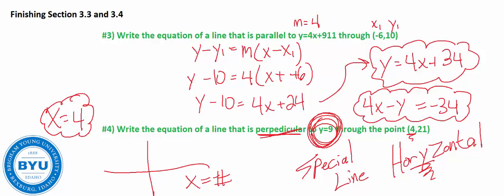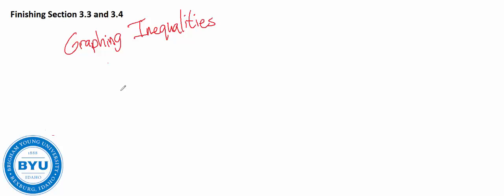Nice work. Let's go to the last part of this lesson, which is section 3.4. It's the easiest in the chapter. We'll get through it super fast. Let's take a look. In section 3.4, we need to talk about graphing inequalities.